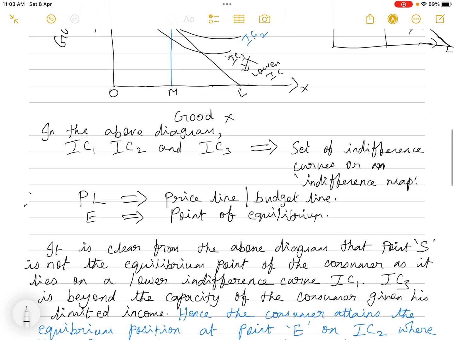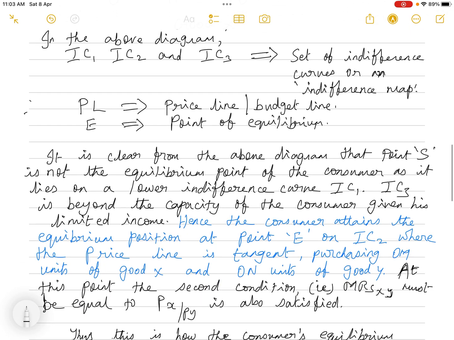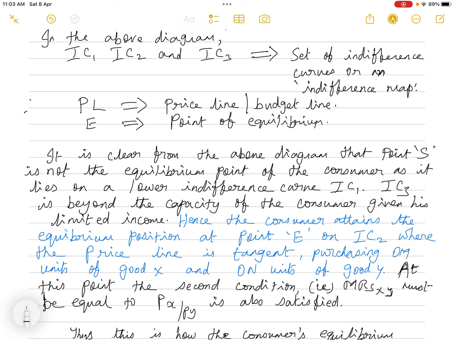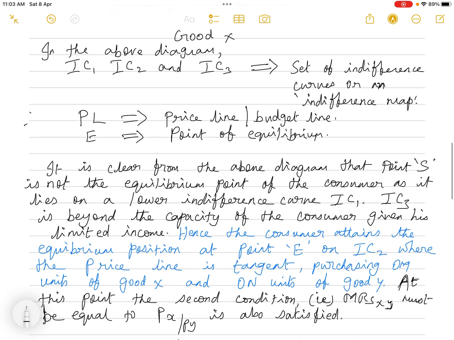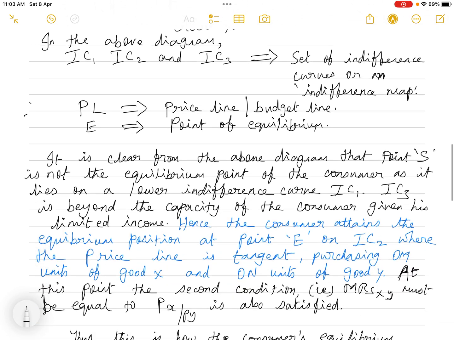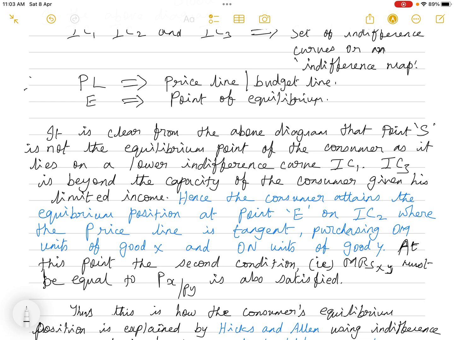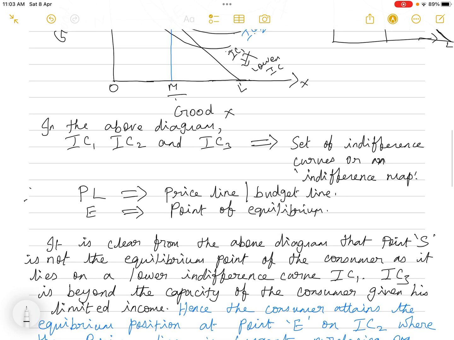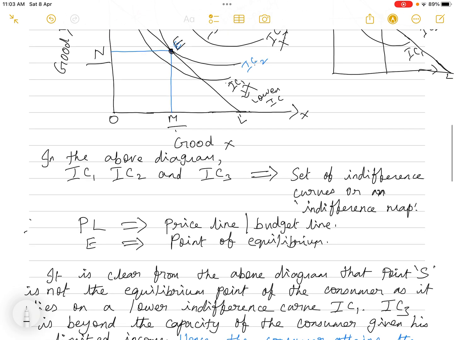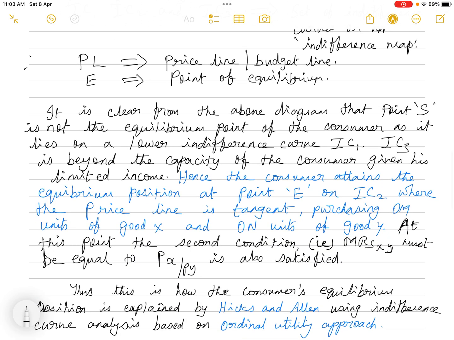It is clear from the above diagram that point S is not the equilibrium point of the consumer, as it lies on a lower indifference curve IC1, and IC3 is beyond the capacity of the consumer given his limited income. Hence the consumer attains the equilibrium position at point E on IC2, where the price line is tangent, purchasing OM units of commodity X and ON units of commodity Y.